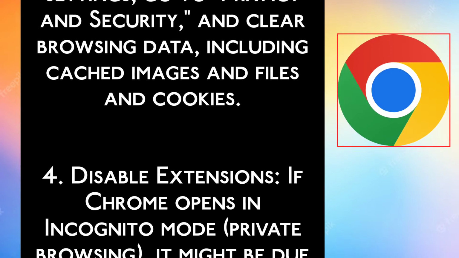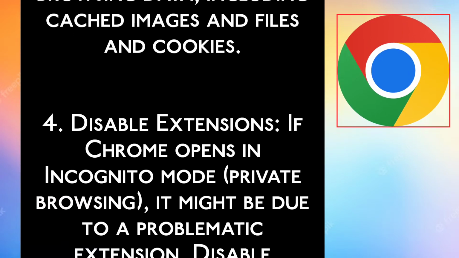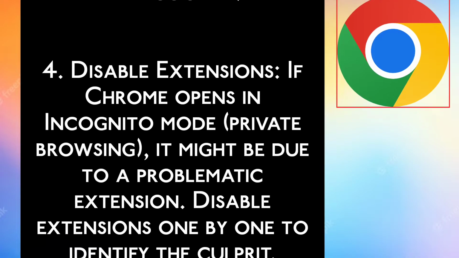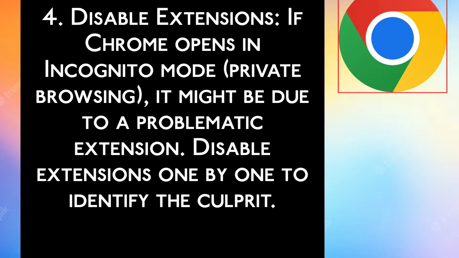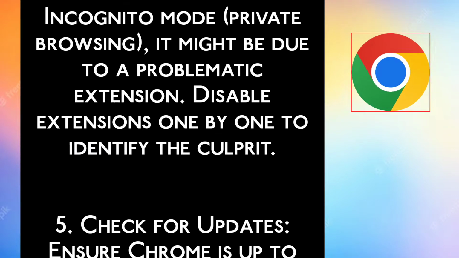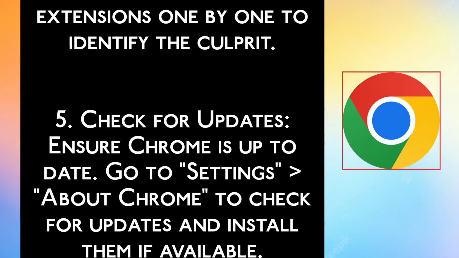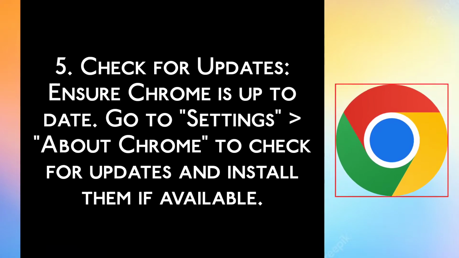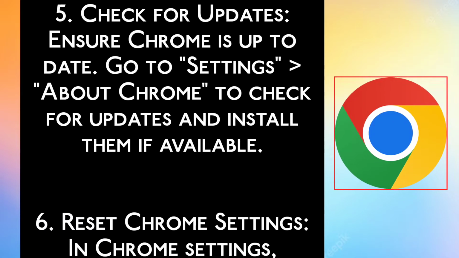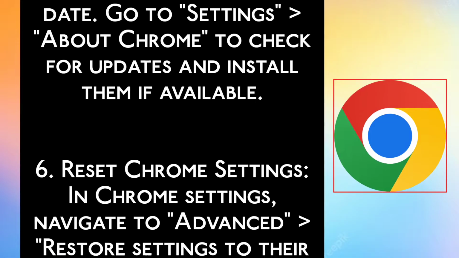Step 4. Disable extensions. If Chrome opens in incognito mode, it might be due to a problematic extension. Disable extensions one by one to identify the culprit. Step 5. Check for updates. Ensure Chrome is up to date. Go to Settings, then About Chrome to check for updates and install them if available.